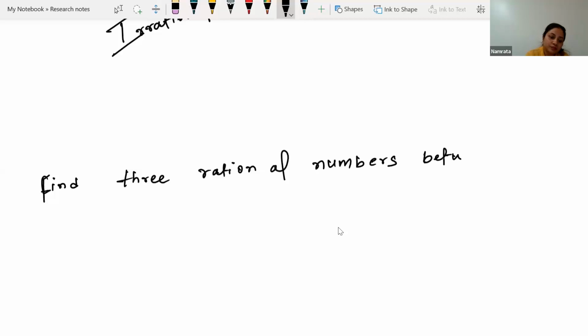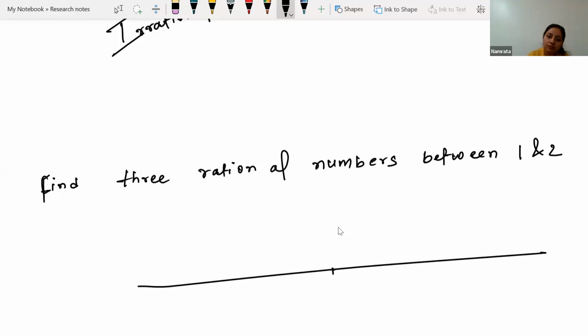Between 1 and 2. Okay, when we are having a number line, 0 is there, then 1 is there and 2 is there. In between 1 and 2, infinite number of decimal numbers are there. We just need 3 rational numbers. Okay, 3 rational numbers, if we have to find, there are 2 ways. Let's see what are the ways.